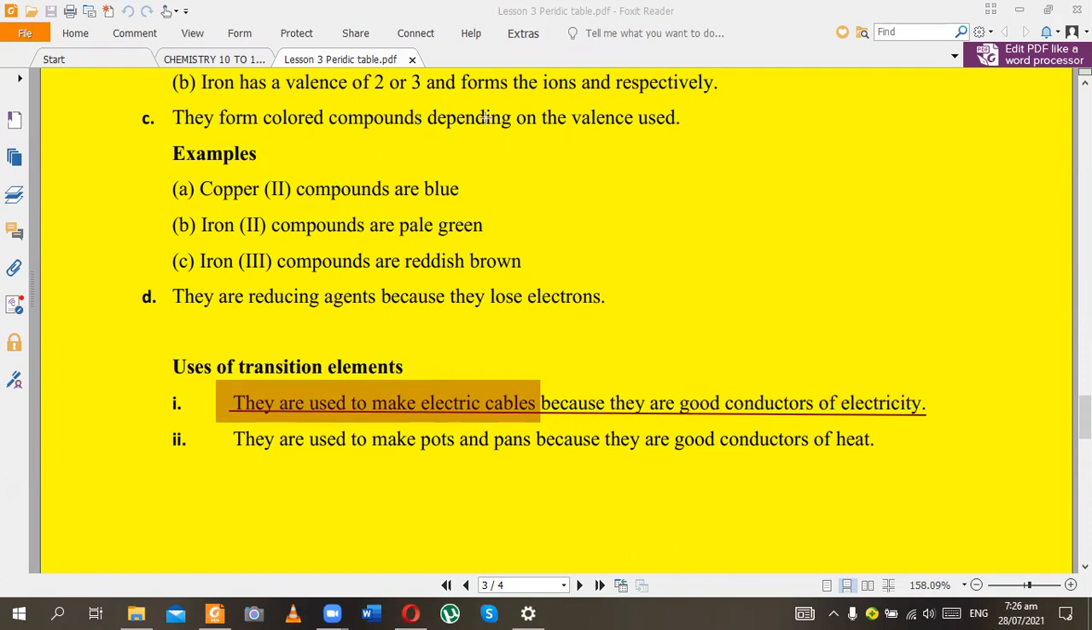Okay, so we are saying they are used in making cables. The property which supports that is that they are good conductors of electricity. They are also used in making kitchen utensils. You cannot make a pot out of wood. It can burn, of course. So why are we saying that they are used in making pots, pans, forks, spoons, and all that? Because they are good conductors of electricity. Then the other one, where we're saying that they are used as reducing agents, the property is because they lose electrons.